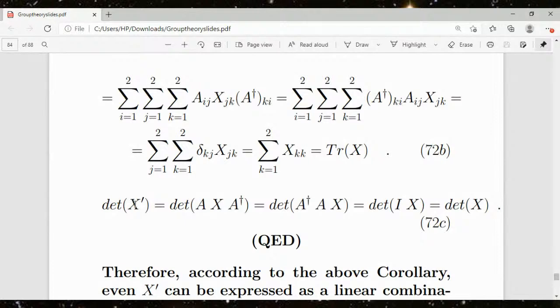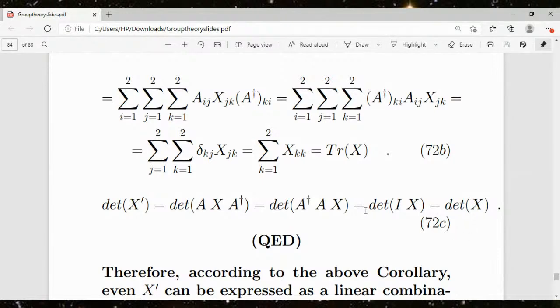So the determinant of X prime by definition is the determinant of AX multiplied by A dagger. But you all know that if you take any finite dimensional matrices P and Q, the determinant of P into Q is the determinant of Q into P. And because we are talking about 2 by 2 matrices, this result will hold in this case too. And therefore, the determinant of AX into A dagger is the same as the determinant of A dagger into AX. But A dagger A is simply the identity element, and identity into X is X, and therefore the determinant of A X A dagger is simply the determinant of X.